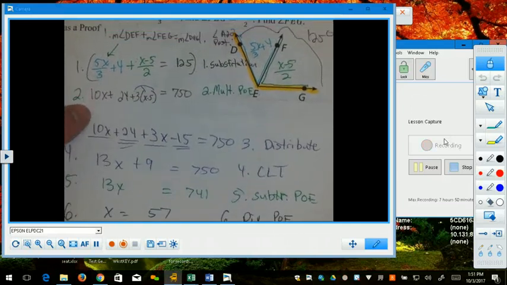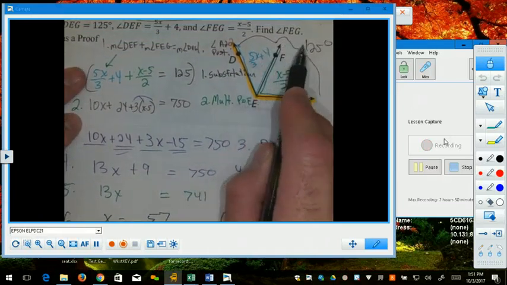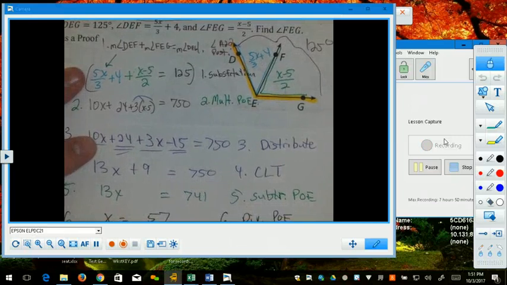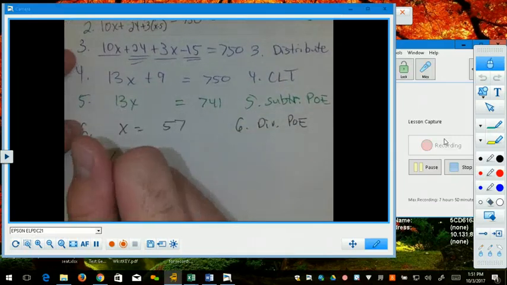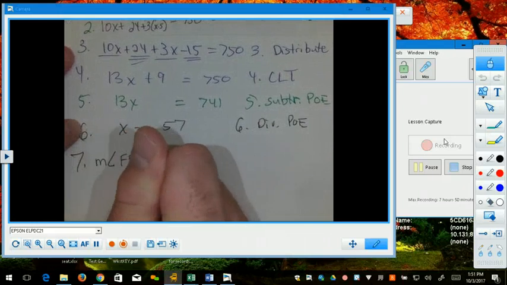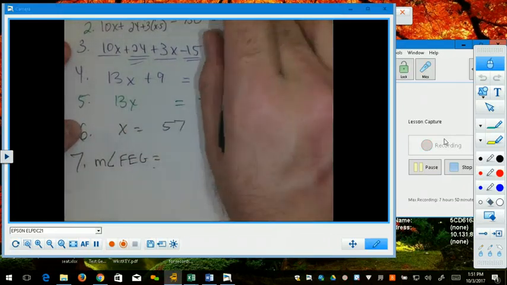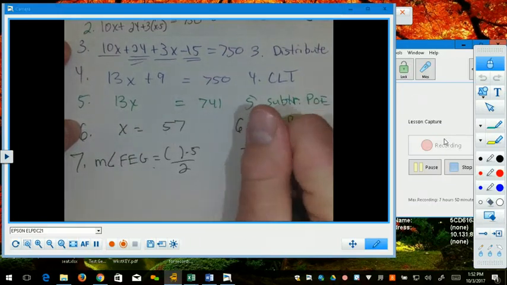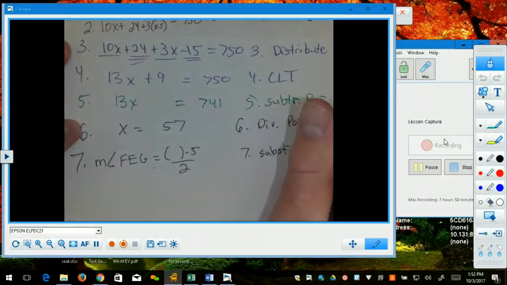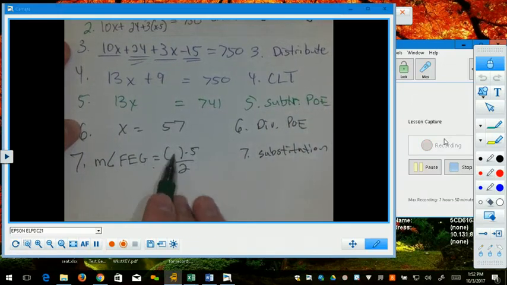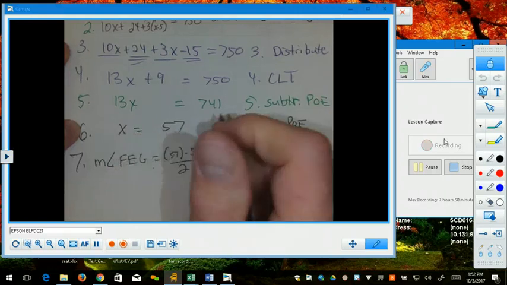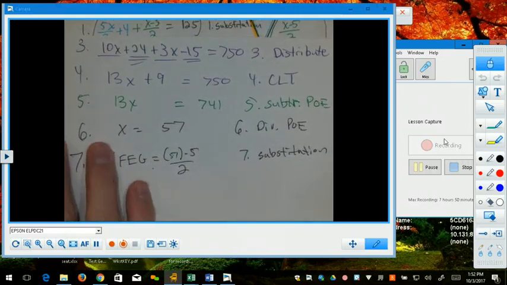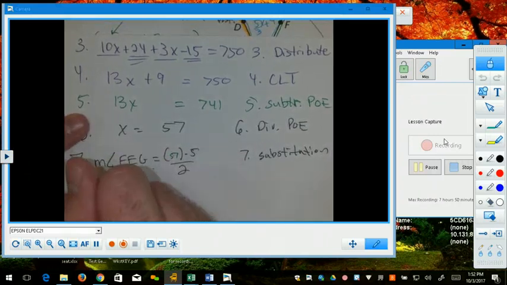Now, if I go back up, they asked us to find the measure of angle FEG. Measure of angle, so I'm going to write that out here. The measure of angle FEG is x minus 5 over 2. And so I will be using substitution by plugging in our answer for x into the original expression for FEG. So my answer is 57. 57 minus 5 is 52, and half of 52 is 26.